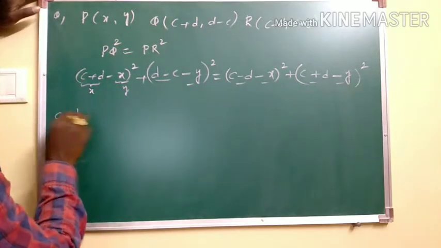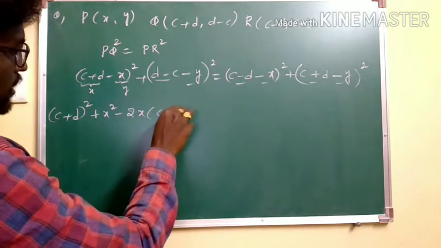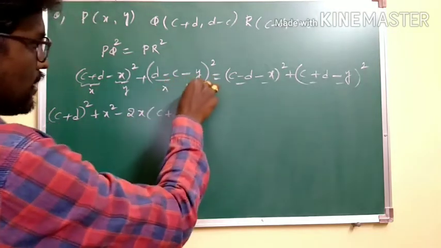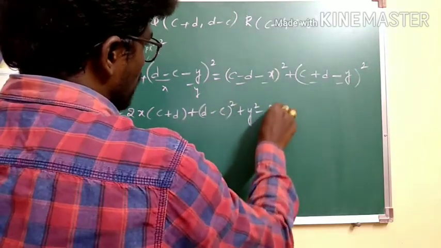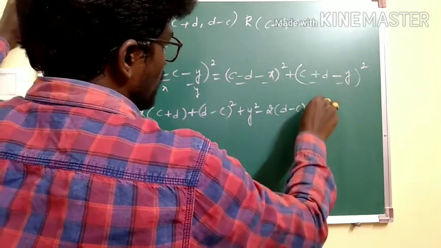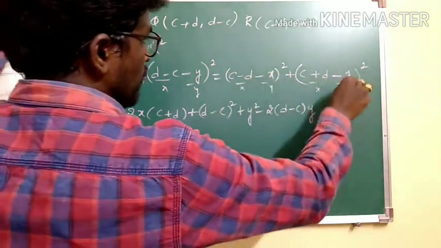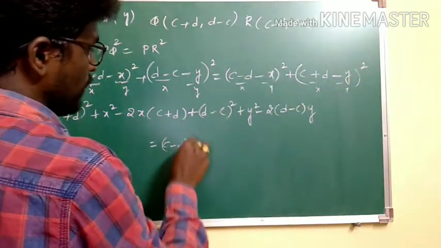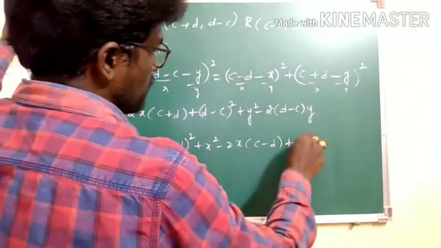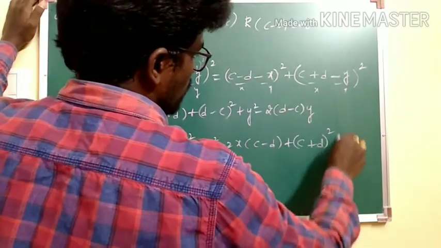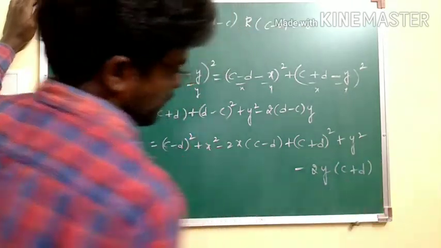So (c plus d) whole square plus x square minus 2x into (c plus d). Similarly, treat this as x and this as y. (d minus c) whole square plus y square minus 2 into (d minus c) into y is equal to the right hand side. Again treat this as x and this as y. (c minus d) whole square plus x square minus 2x into (c minus d), (c plus d) whole square plus y square minus 2y into (c plus d).